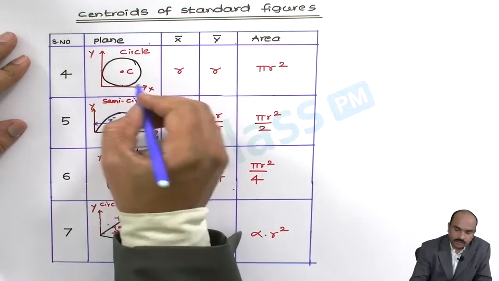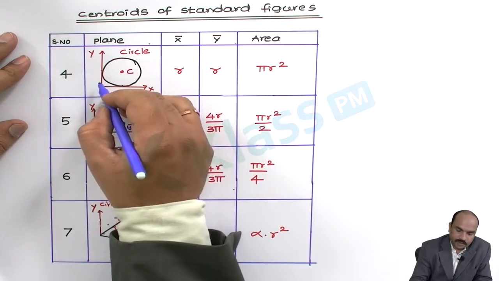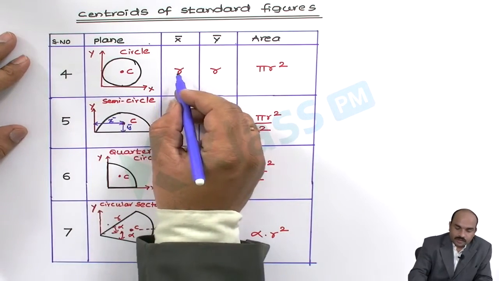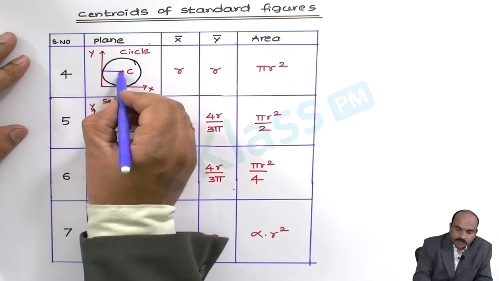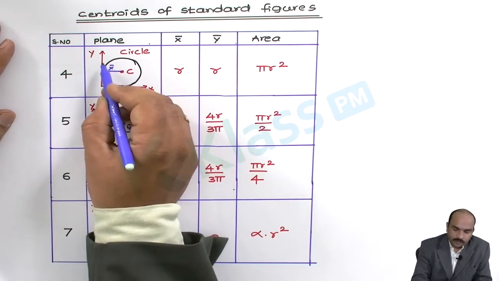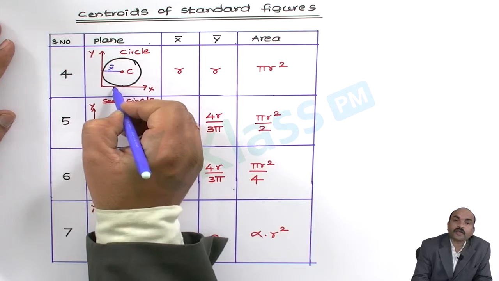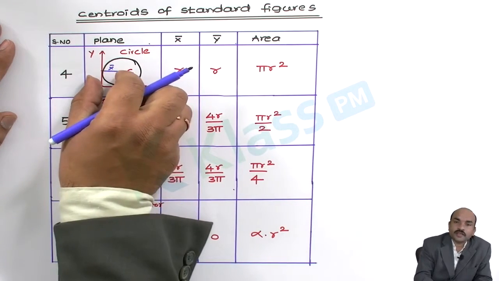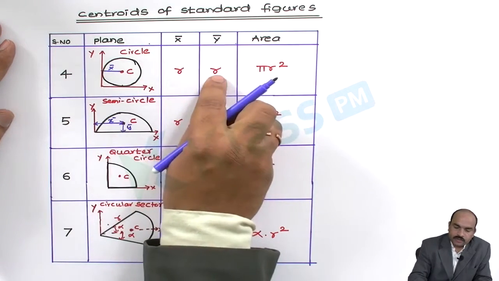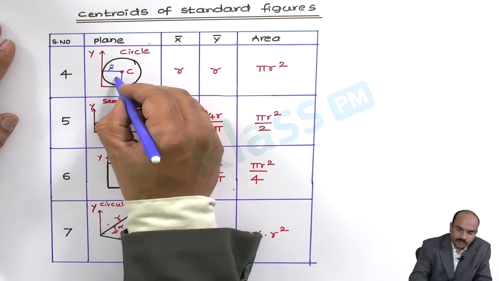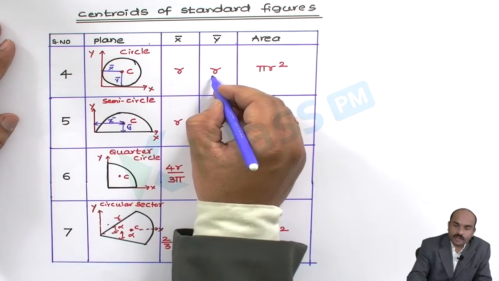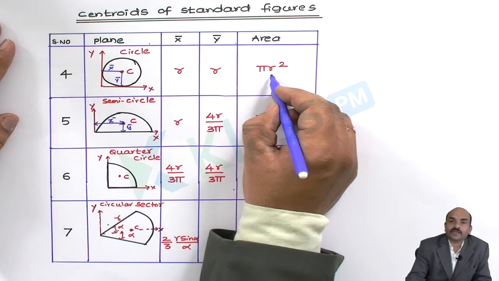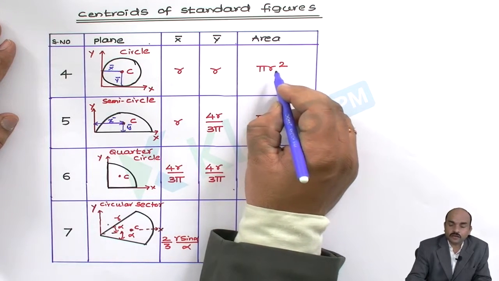This is the circle. Let this be the x-axis, y-axis. x bar is the distance from the y-axis and it is parallel to the x-axis. So this distance is the radius. Similarly this is y bar. It is also equal to the radius. Now what is the area of the circle? It is pi r square.